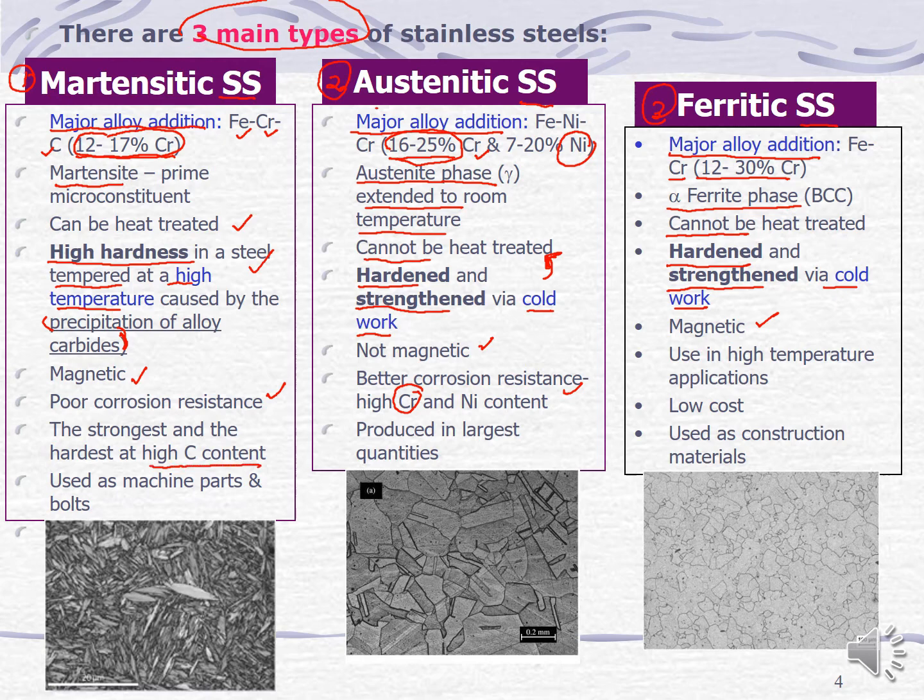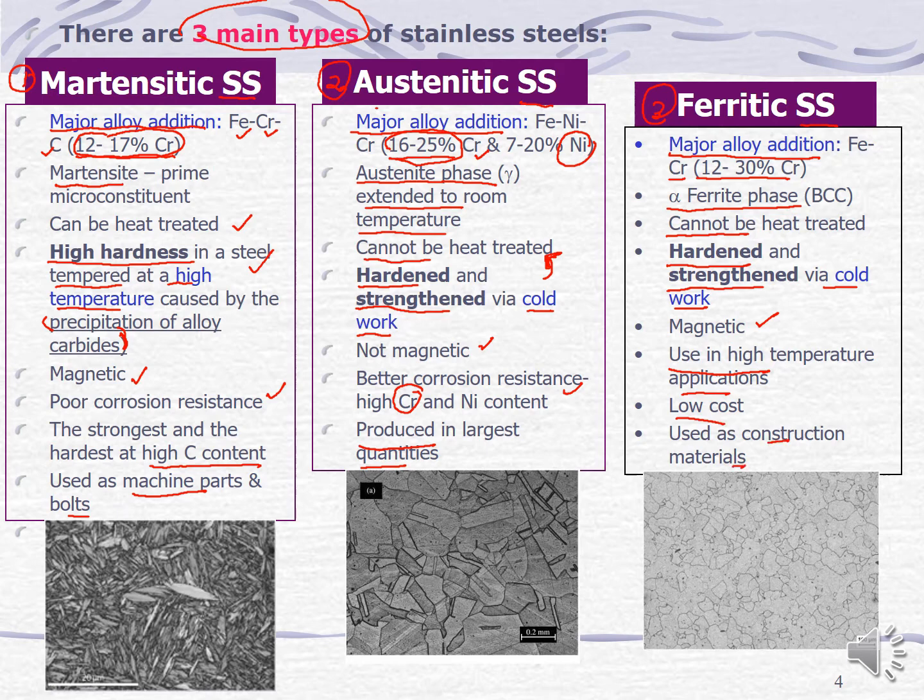Okay, and this martensitic stainless steel is used as machine parts and bolts because the property is very hard, high hardness. Okay, and for this austenitic, it can be produced in largest quantities. For this ferritic, it can be used in high temperature application. Low cost and suitable to be used as construction materials.